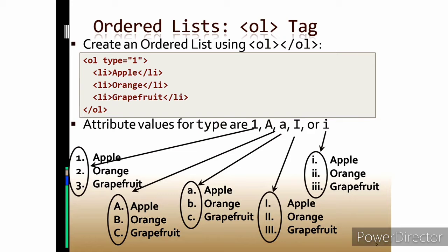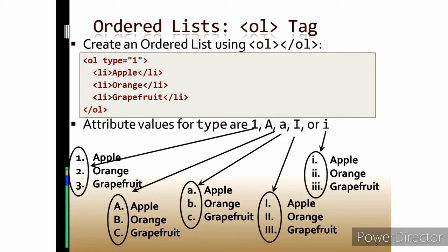The OL tag has the attribute as numbers, that is 1, or in Roman numerals I, which can be in capital letters. Then we can have small a or capital A. So I have taken an example over here of the ways by which we can create a list with the number tags. This list has three contents: apple, orange and grapefruit.